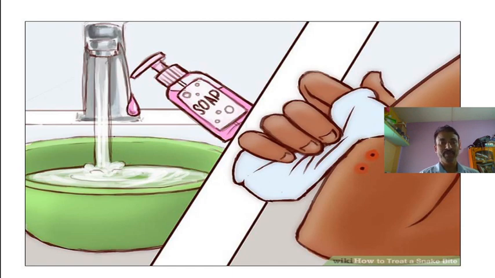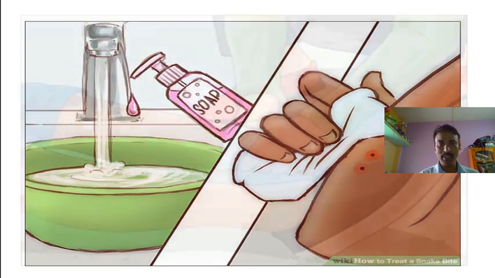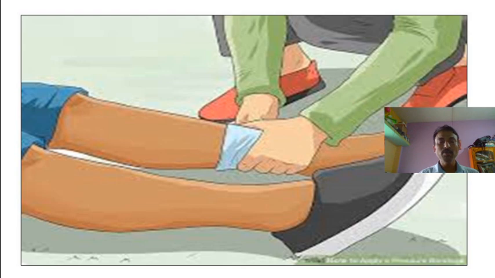Now, what should we do? The bite mark we should wash with soap and iodine, with cloth. Next, suppose the bite mark is here at the leg, that should be wrapped, not tightly, loosely wrapped.